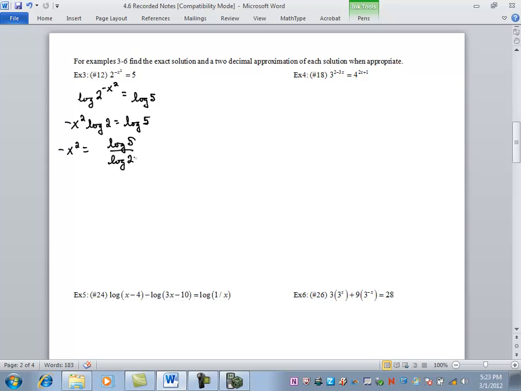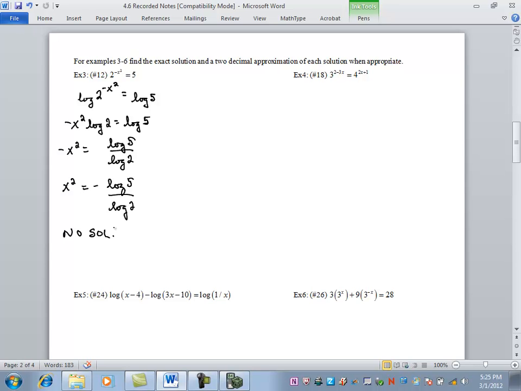And so now the next thing that we're going to do is multiply both sides by negative 1, so x squared equals the opposite of the log of 5 divided by log of 2. Now if you look at this, you might notice that we may have a problem here because it says x squared is equal to something negative. Can you square anything and get a negative result? No, you can't, so we have no solution to this particular equation.